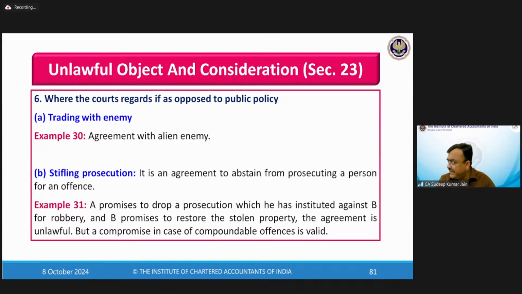If someone affects the will of any person, then will it fall under injury to person or not? If someone affects the will of any person, it will come to the category of no free consent.